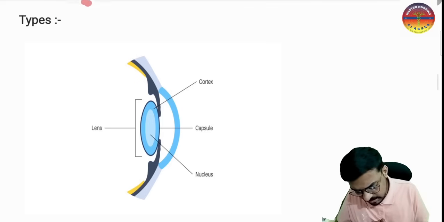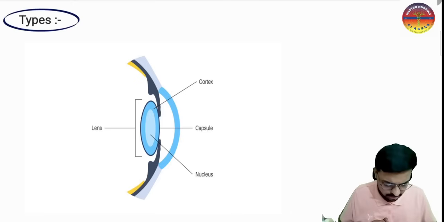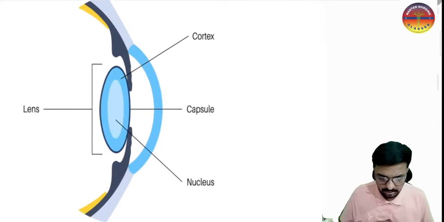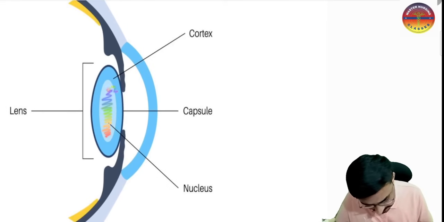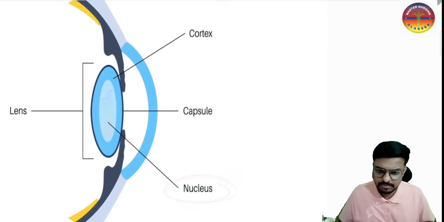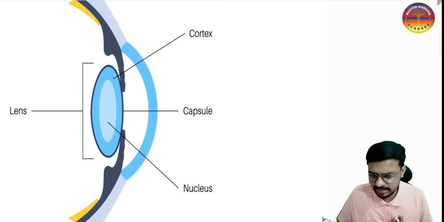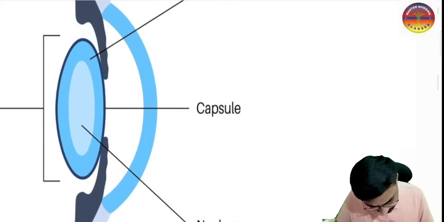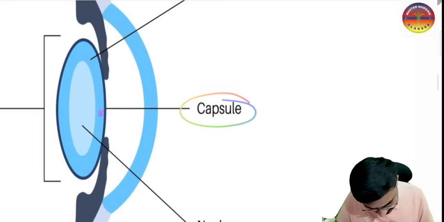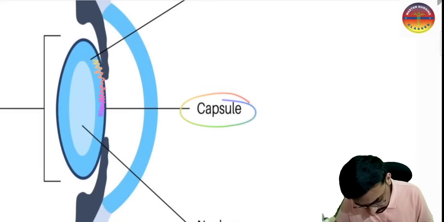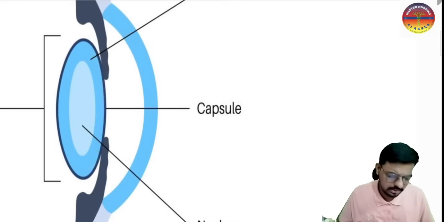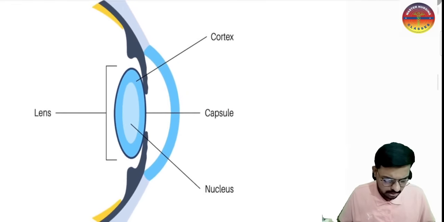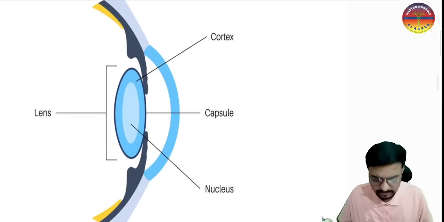Next we have the types of cataract. We have three types based on which portion of the lens is involved. If the middle portion of the lens is involved, this is the nucleus, and that is our nuclear cataract. Here we have the capsule. If just the beneath portion or the outer layer cover of the capsule of the lens is involved, that is the subcapsular cataract. I will discuss that here.